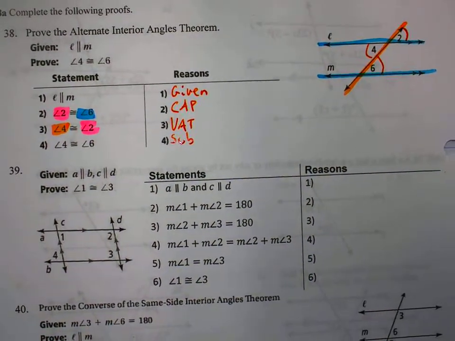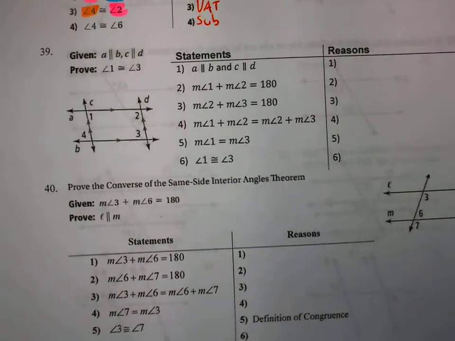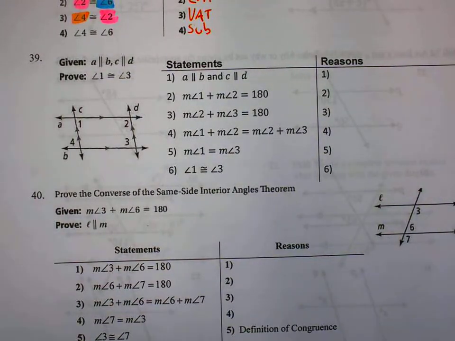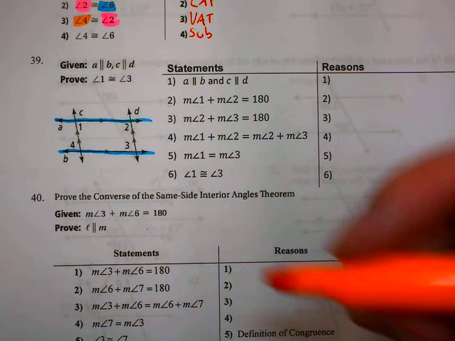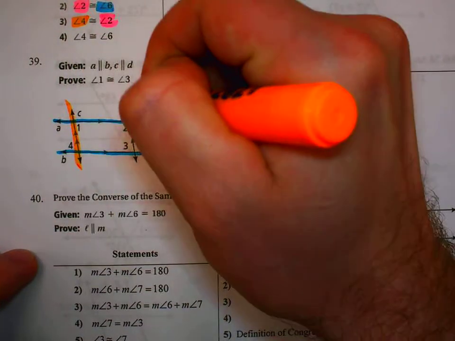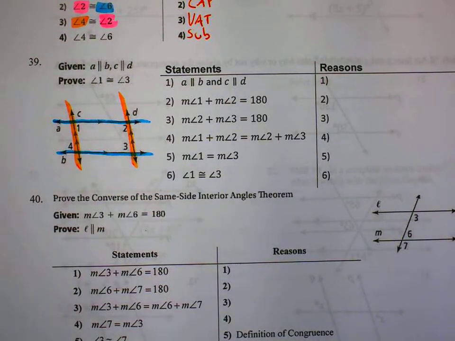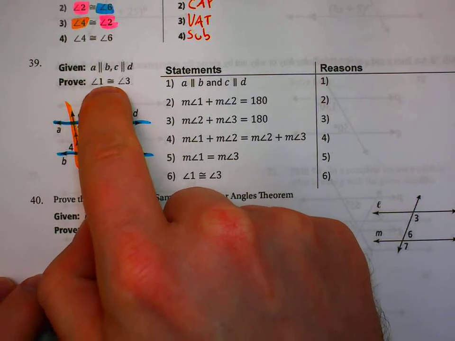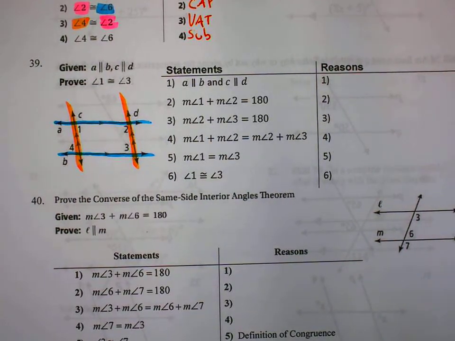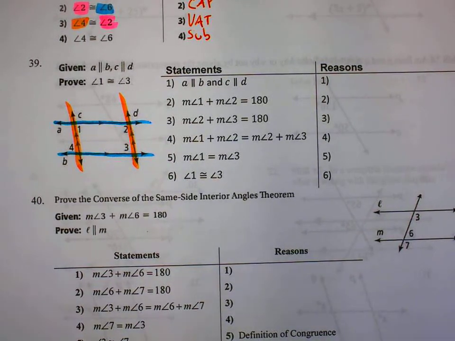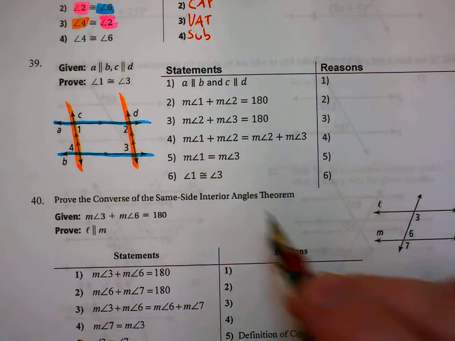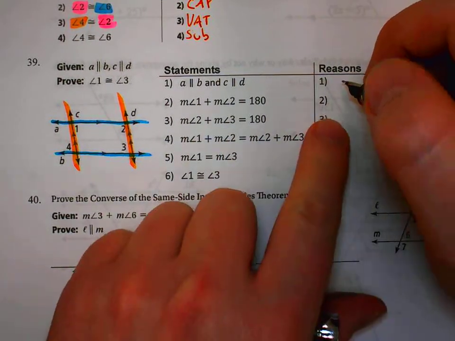39. Given A is parallel to B and C is parallel to D. Prove angle 1 is congruent to angle 3. I'm not proving any particular theorem here, so I can use any of the things that we've learned so far this year. Vertical angles, same sides, alternates, anything I need to. First statement is our given, A parallel to B and C is parallel to D.